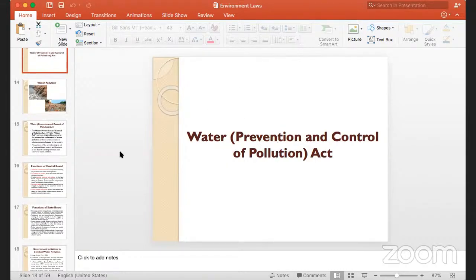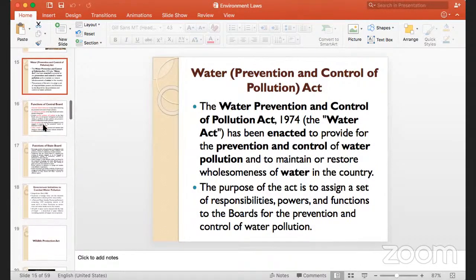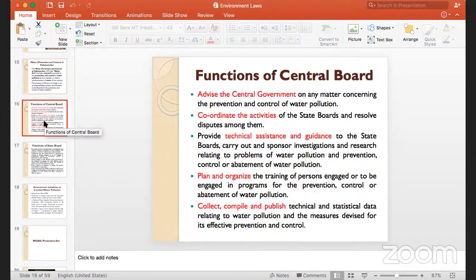What is it? Water Prevention and Control Act. So just like your Air Prevention and Control Act, there is a Water Prevention and Control Act of 1974. It has been enacted to provide for the prevention and control of water pollution. And what does it also do? It maintains and restores the wholesomeness of water. Now, under this act also, we have a central board and a state board.